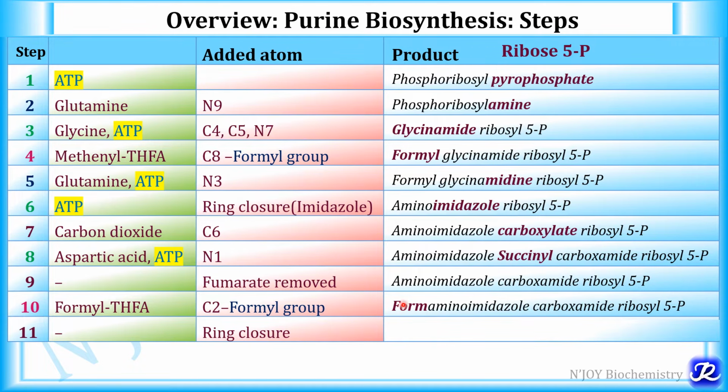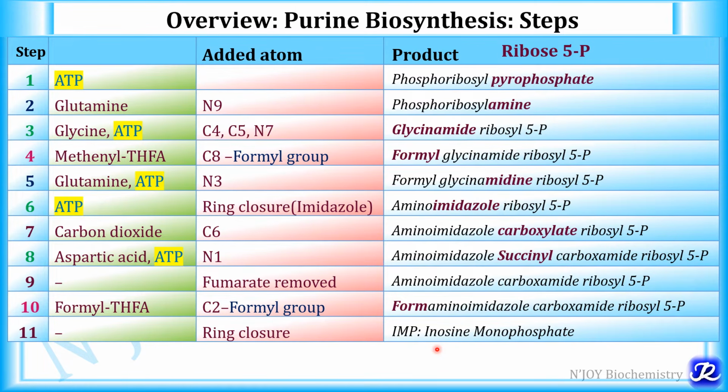Only formyl is added here because the formyl group is donated. It forms aminoimidazole carboxamide ribosyl 5-phosphate. In the 11th step, there is closure of the second ring and the product formed is Inosine Monophosphate, IMP. So there are 11 steps.